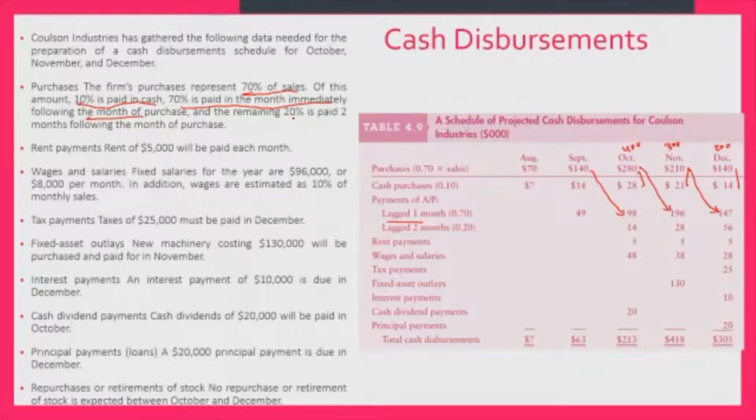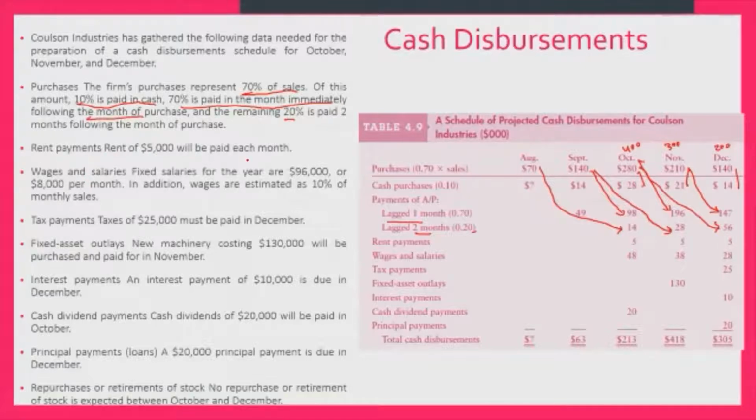Also, the remaining 20% is paid the month following the month of purchase, 2 months following the month of purchase. So the lag of 2 months, 20% is paid. So in August, that 20% will be paid in October. September, 2 months later, in November. October, 2 months later, in December. So we got through that.